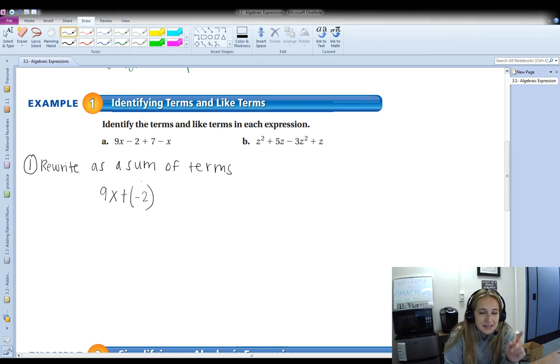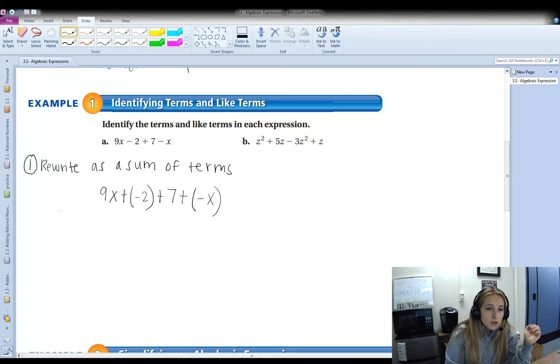So 9x plus negative 2 plus 7. That's good. That's already addition. And then we have another subtraction sign. So again, we need to turn it to addition and then make that a negative x, add its opposite, okay? So this is how you would rewrite as a sum of terms. This is what you're always going to want to do before you identify your terms and like terms.